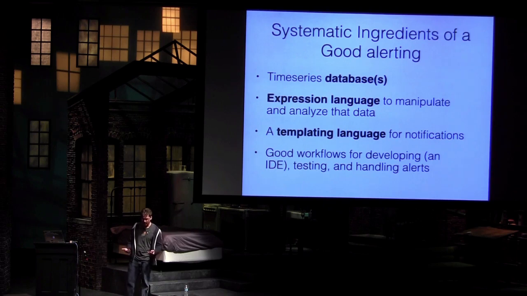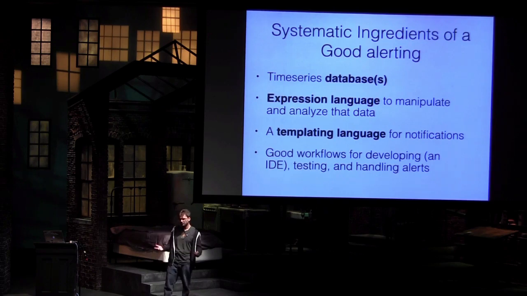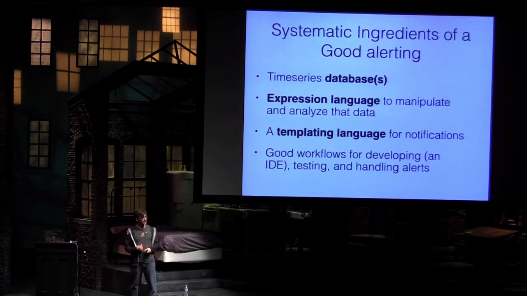So breaking it down, what were the components we needed? We needed a time series database to store the data. We needed an expression language so we could manipulate that data, the logic behind it, a templating language for the notifications, and just a good workflow in a development environment for this. So basically we have a database, a language for logic, and a language for presentation.